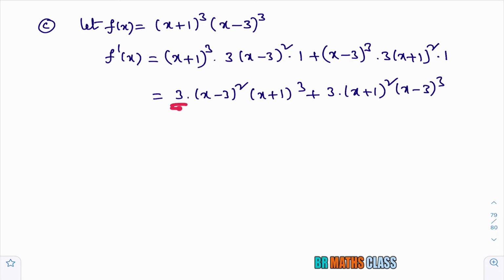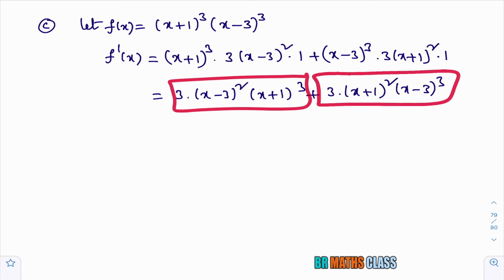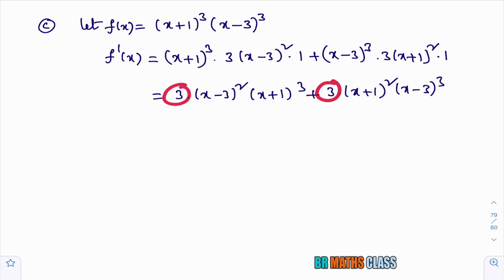You can observe here two terms are there. This is one term and this is another term. In both the terms 3 is common. So I can take 3 common. And you can observe in this x minus 3 whole square is there. Here also x minus 3 whole square is there. I can take x minus 3 whole square common. And you can observe here x plus 1 whole square is there in both the terms. So what I'll do here, I'll take 3 into x minus 3 whole square into x plus 1 whole square common in both the terms.